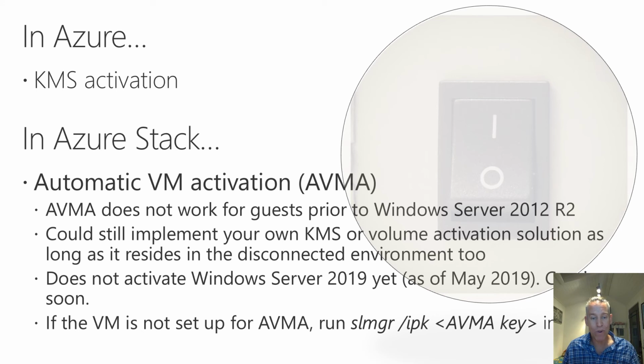As of May 2019, AVMA didn't work to activate Windows Server 2019, but that's being fixed. It may have already been fixed; I haven't taken a look recently. And in some cases, a virtual machine may be set up to use some other kind of activation. You can convert it over to AVMA by using the slmgr command. You run slmgr /ipk with a special universal key that says, I want to use AVMA activation.